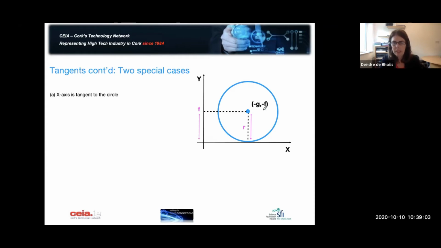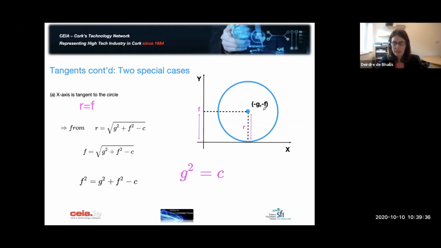So what does that mean? That means that if we take the equation again from our tables page, where r is equal to the square root of g squared plus f squared minus c, we can insert f in place of r, and when we work that down, we square both sides. We get f squared is equal to g squared plus f squared minus c.